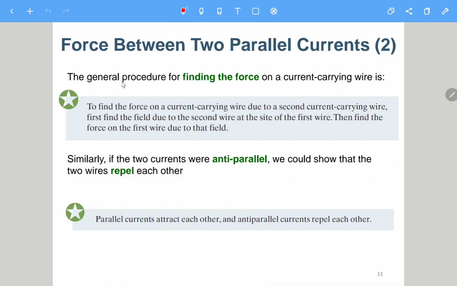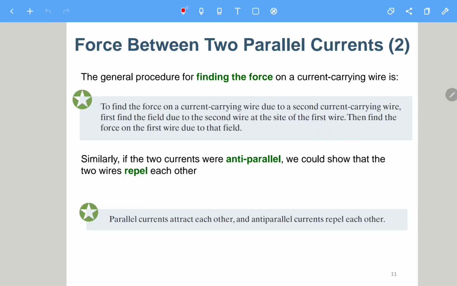So it says the general procedure for finding force on a current wire is as I mentioned, so I will not repeat. Here it says, similarly, if two currents are anti-parallel. Here it just tries to simplify what it mentioned.